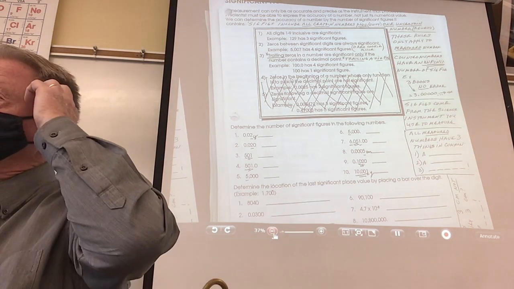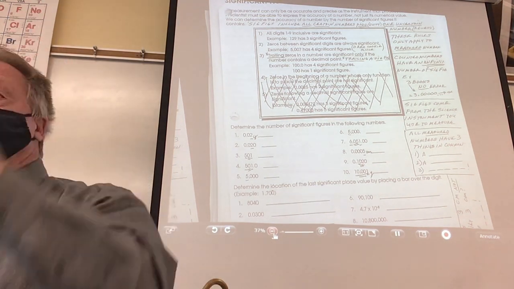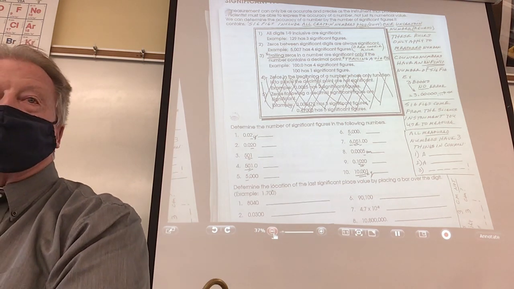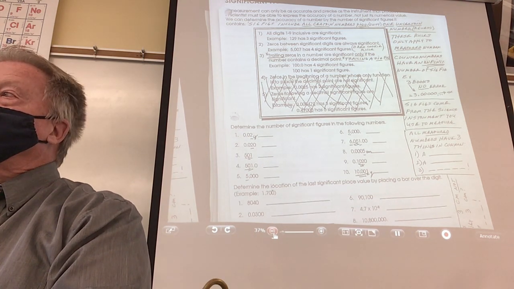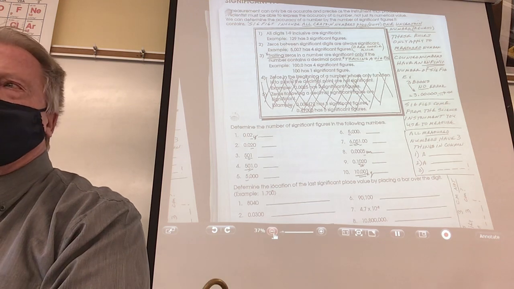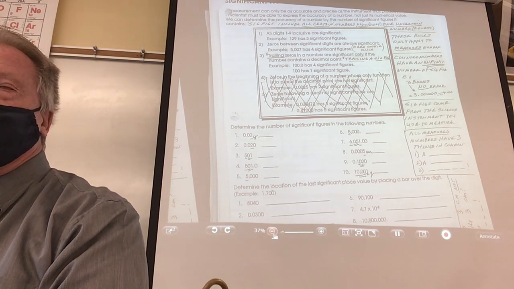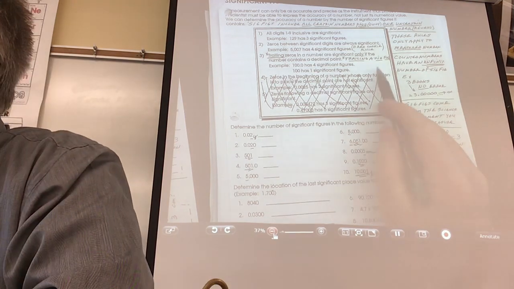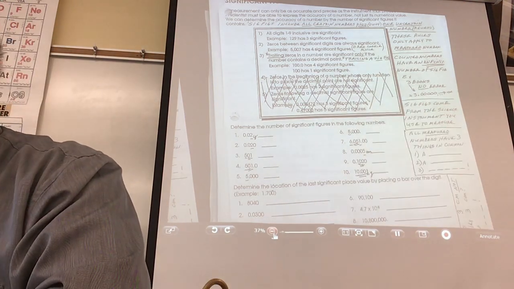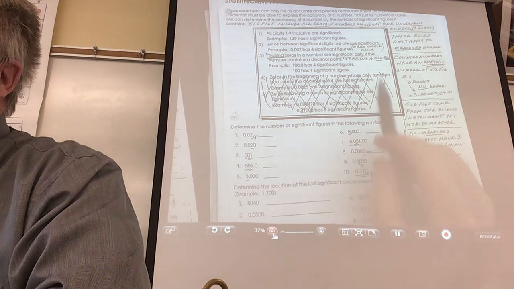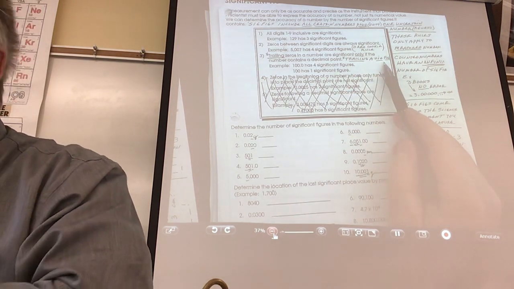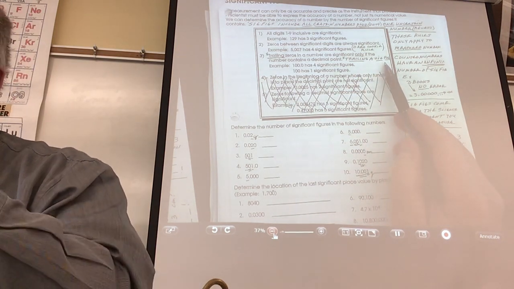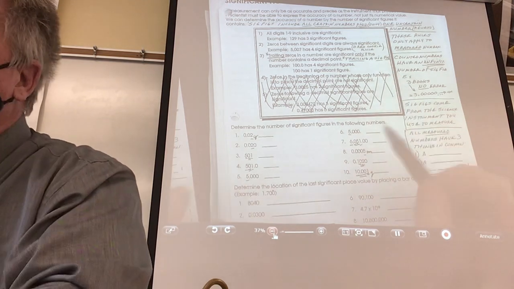Rule number 3. This is the only one you have to really pay attention to. The first 2 are easy, aren't they? Easy. Trailing zeros. Trailing what? Don't say decimal. Don't say it. Trailing what? Sig fig. If you trail a sig fig, are you in the club? No, not automatically. If you trail a sig fig and there's a decimal somewhere, then you're in.